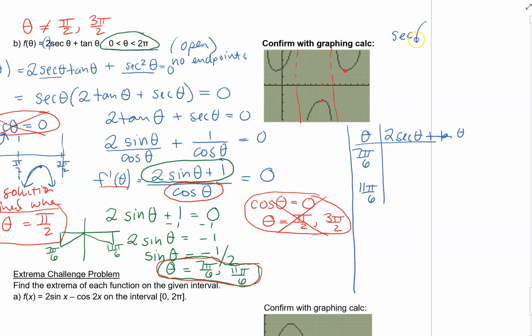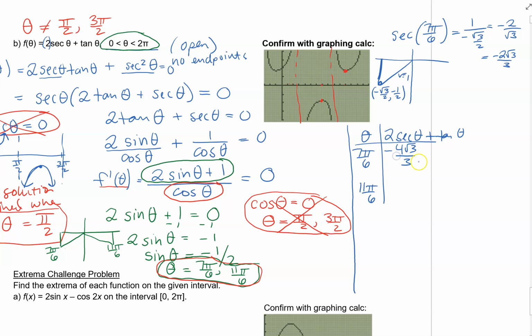So secant of 7 pi over 6, remember we're in quadrant 3 there when you're at 7 pi over 6. And the coordinates there are negative rad 3 over 2 and negative 1/2. And secant is r over x, r is 1. So it's 1 over negative rad 3 over 2, which is basically negative 2 over rad 3, which is basically negative 2 rad 3 over 3. Except I'm multiplying it by 2, so that'd be negative 4 rad 3 over 3.